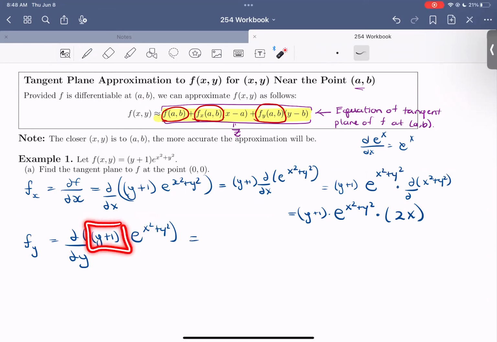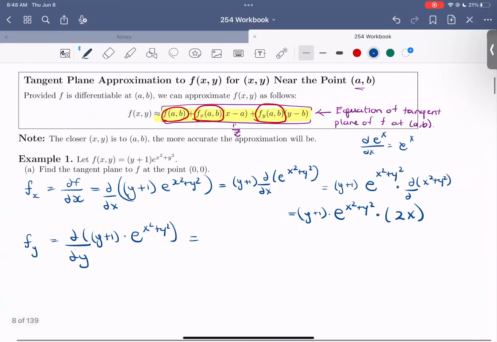So notice we have a product here. So we're multiplying together two terms that contain the y. So we need to use the product rule. I'll just write that down to emphasize that.